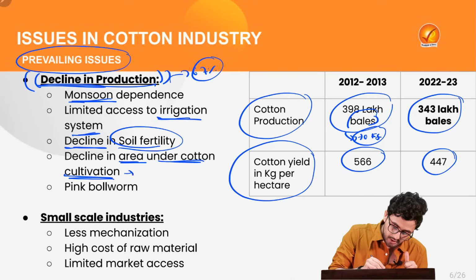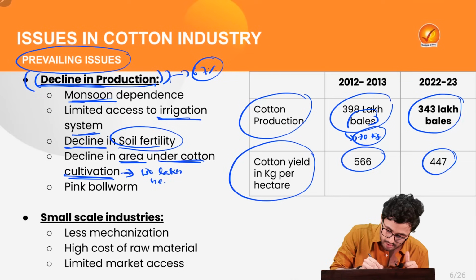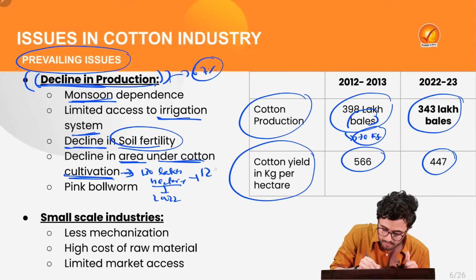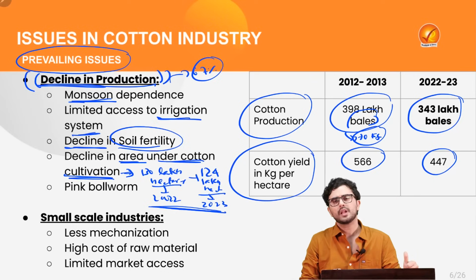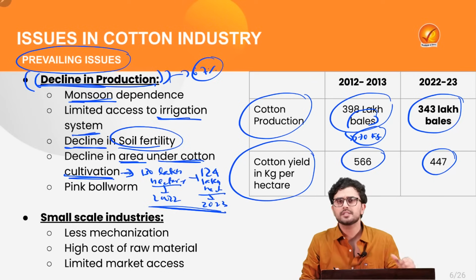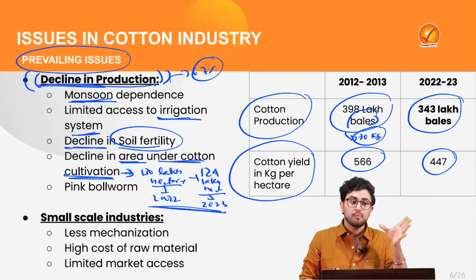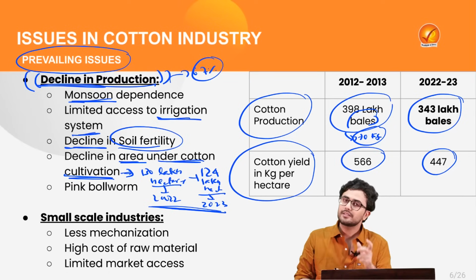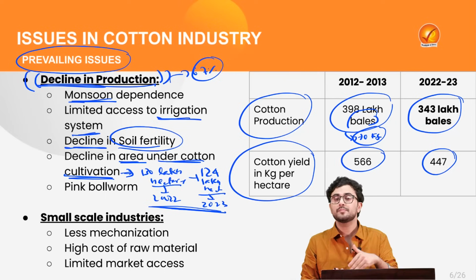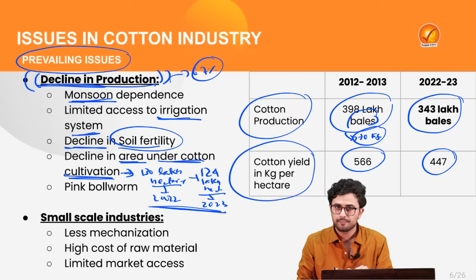For example, the cotton cultivation area stood at 130 lakh hectare in 2022 and it came down to 124 lakh hectare in the year 2023. The reason being that farmers are moving to produce other commercial crops which are more profitable for them. At the same time, to those crops which are being procured by the government under minimum support price.